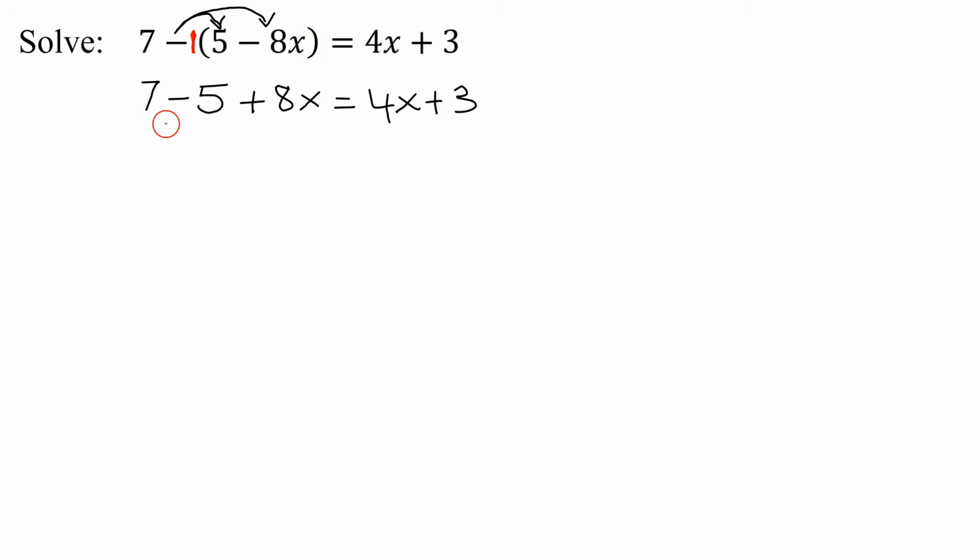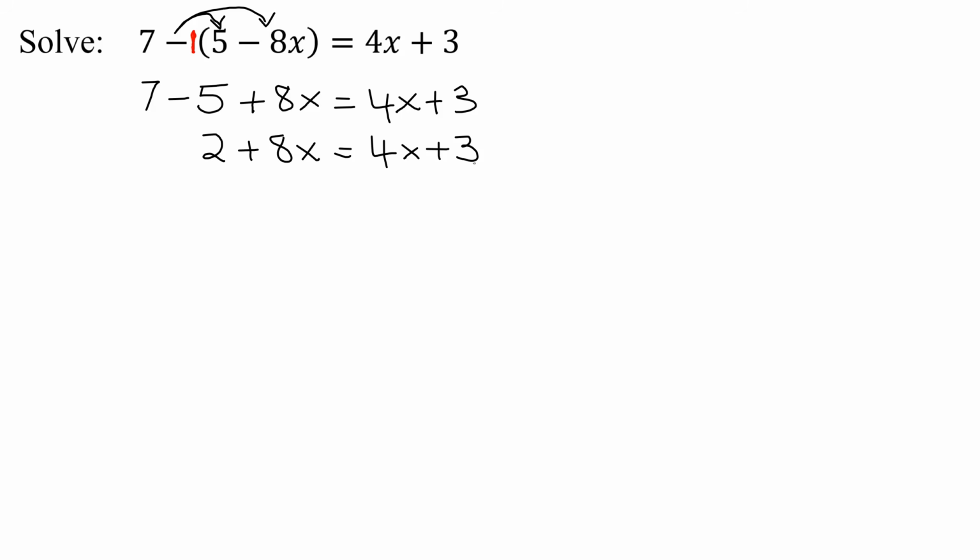So now we need to look on this side. Can I simplify anything? Do I have any like terms? Yes, 7 minus 5. So 7 minus 5 is 2. So I have 2 plus 8x equals 4x plus 3. So now, do I have any like terms here? No, unlike terms can't combine on the right-hand side.